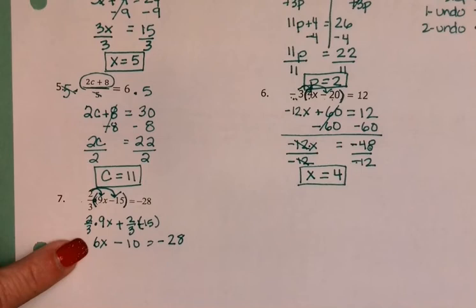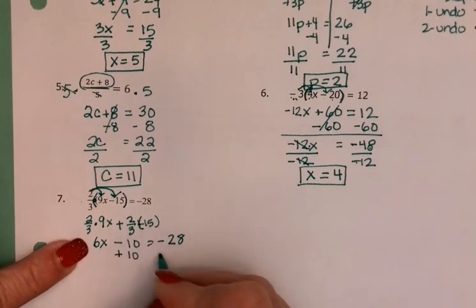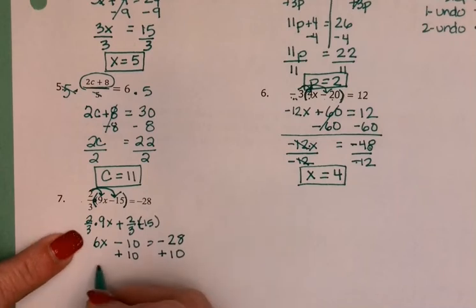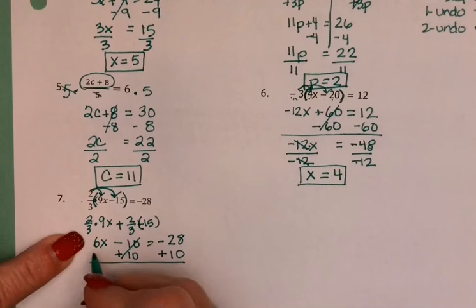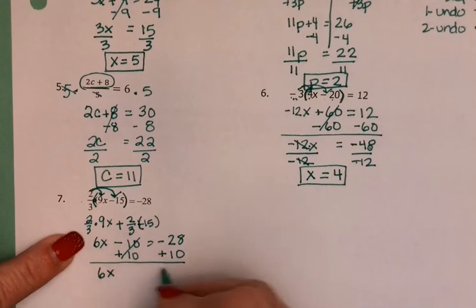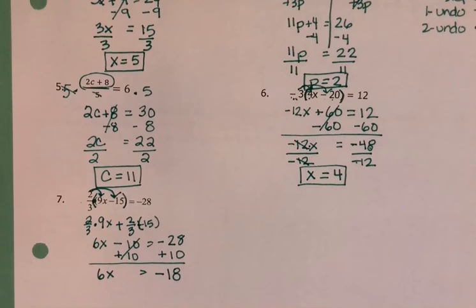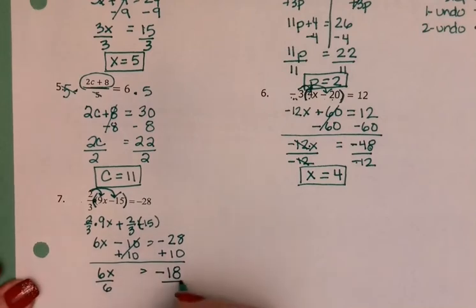What do we undo first? Any adding or subtracting. So I'll get rid of that negative 10 by adding 10 to both sides. Negative 10 and positive 10 are opposites. I'm left with 6x on the left. A negative 28 and a positive 10 is a negative 18. Then you're going to divide both sides by the 6 to get x by itself, and your answer is x is equal to a negative 3.